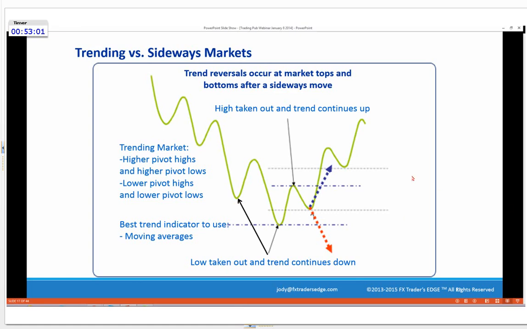But sometimes when you take a trend, when you reverse the trend, it's hard to stick with the trend after that.